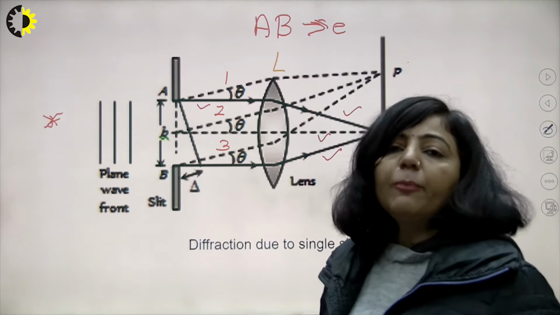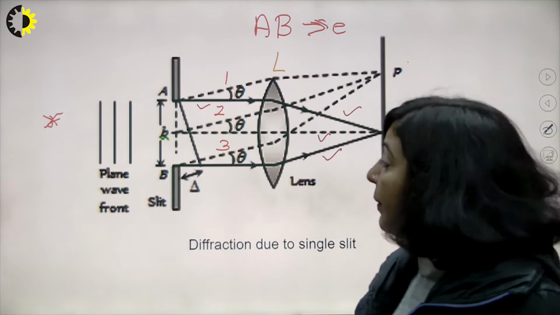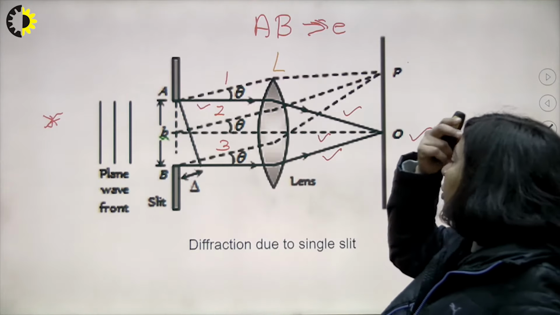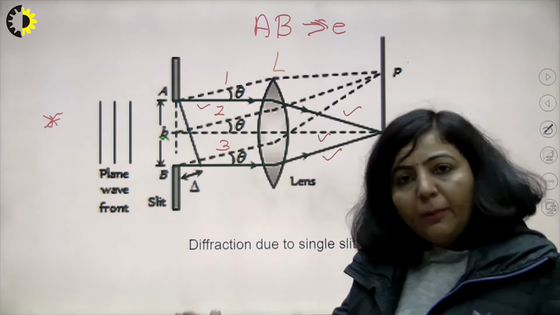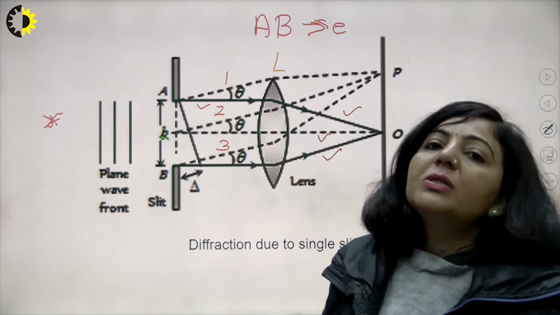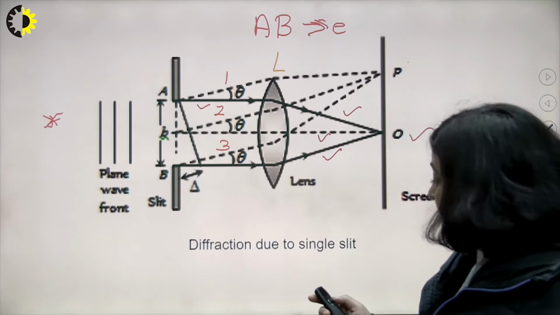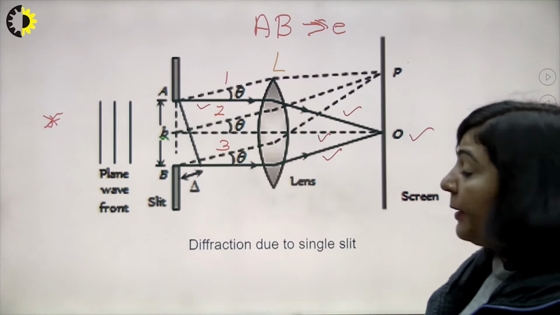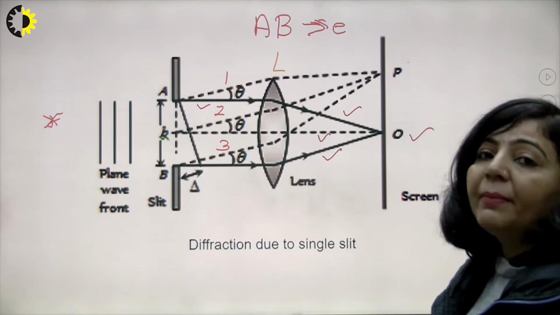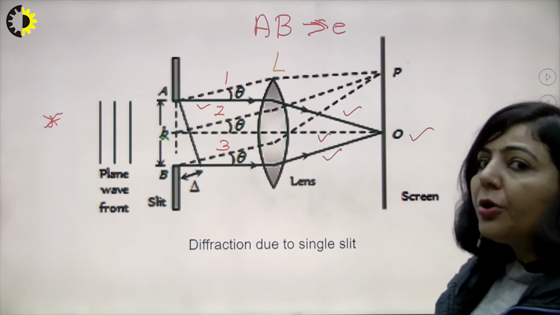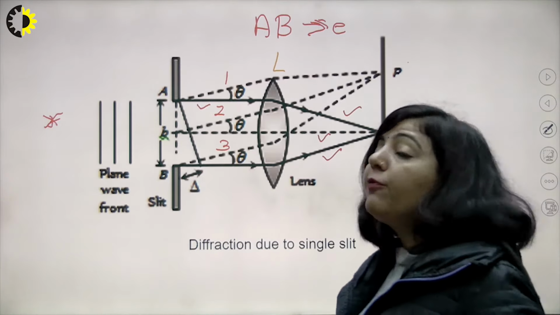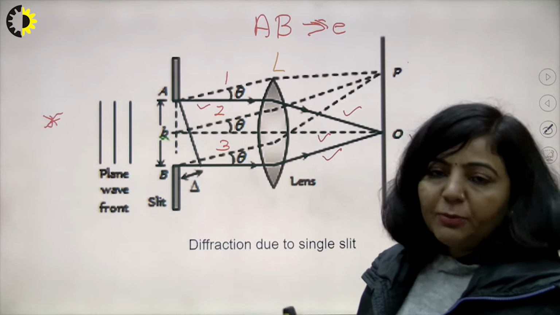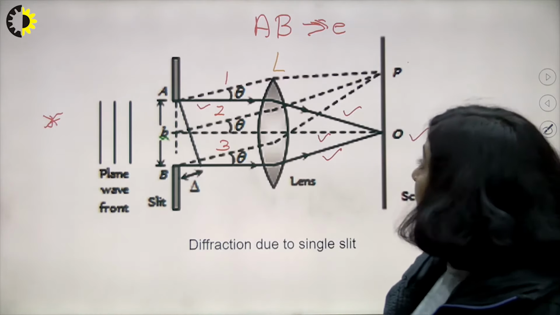Now how it will be the point of principal maxima, that we will see. But for a general angle of diffraction, that is theta, we are having this point P, which can be a point of principal maxima, minima or secondary maxima. So let's see how we are going to decide that P will be a point of principal maxima, minima or secondary maxima. In order to decide that, we have to find the path difference between those rays which are superimposing and you are getting the resultant at P.